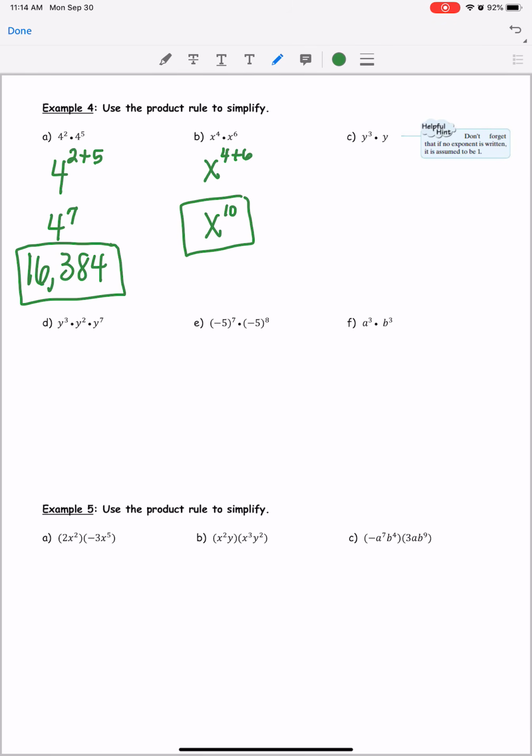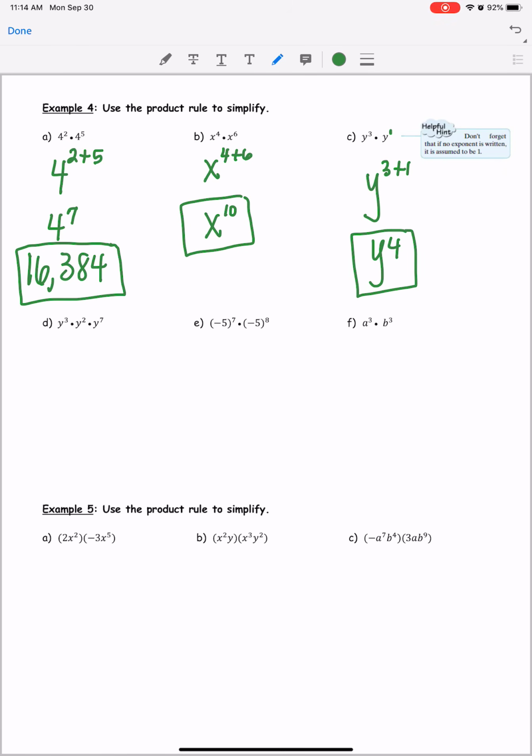C, you've got y cubed times y. So look at your helpful hint here. It says don't forget that if there's no exponent written, it is assumed to be a 1. So this is really like y to the 1st. So do they have the same base? Yes, it's both y. So then add your exponents. 3 plus 1 gives me y to the 4th.